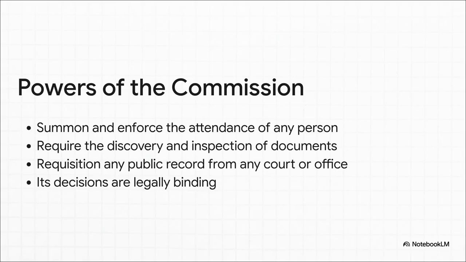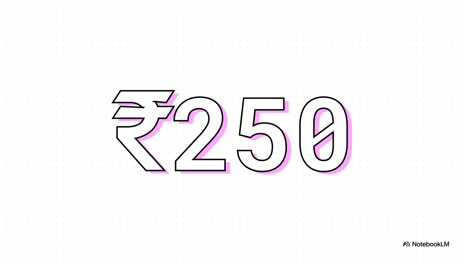And believe me, these commissions have real power. They can basically function like a civil court. They can summon officials, they can demand to see any document, and most importantly, their decisions are legally binding. This is what gives the RTI Act its teeth. And to make sure the law is actually followed, there are real consequences. The Commission can slap a penalty on an officer of 250 rupees for each day of delay without a good reason. Now, that might not sound like a lot, but it adds up quickly, up to 25,000 rupees, and it sends a very clear message.